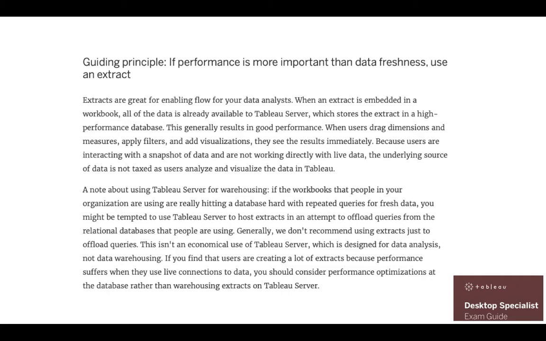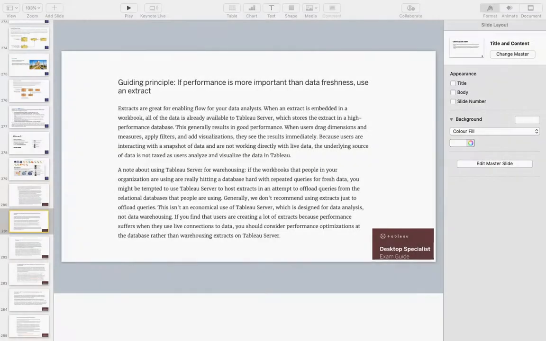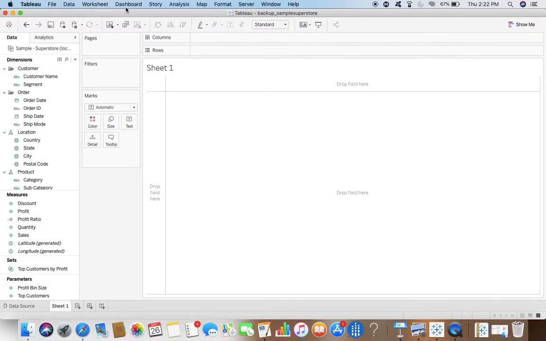But if performance is more important than data freshness, you'll go with extract, because with extract you have a different optimization technique which is inbuilt, and you can also apply a lot of filters from your side, which we call extract filters. For example, in Sample Superstore, I have a daily report, so it does not need a refresh every minute or every hour. Once a day is more than enough, or say twice a day to be on the safer side.